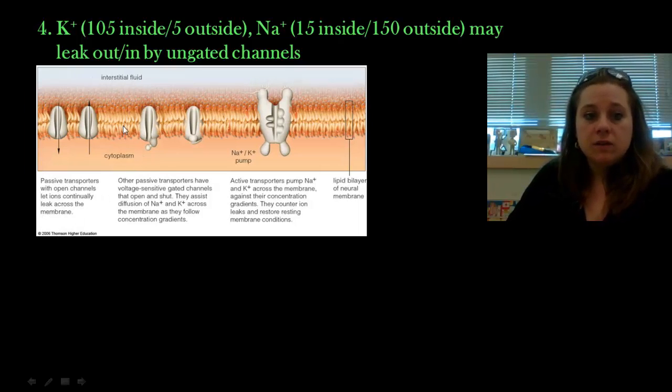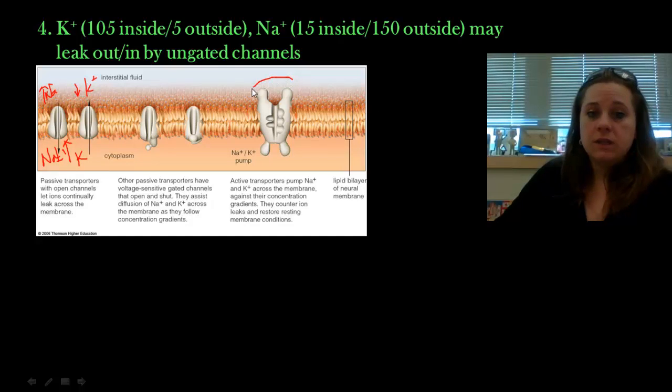So we've got these ungated channels that allow for just regular old diffusion to happen. So right here, passive transporters, ions can just literally leak. So if I've got potassium here, potassium can just head on out because there's a higher concentration inside than out. Same thing goes for sodium. Sodium can move in because sodium is much higher outside than it is in.